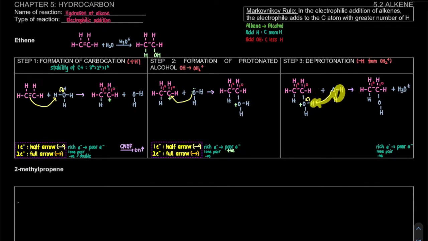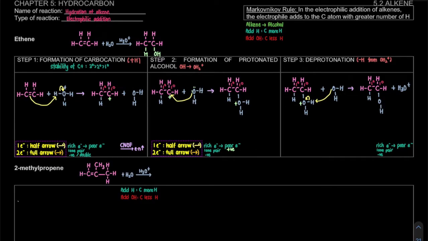Okay, once you take the hydrogen, remember the bond breaking. The electron must move towards the more electronegative atom. So oxygen is more electronegative, right? The electron will be moving towards oxygen. So here we will get the product of our reaction equation. Okay, so that is for the reaction of ethene.